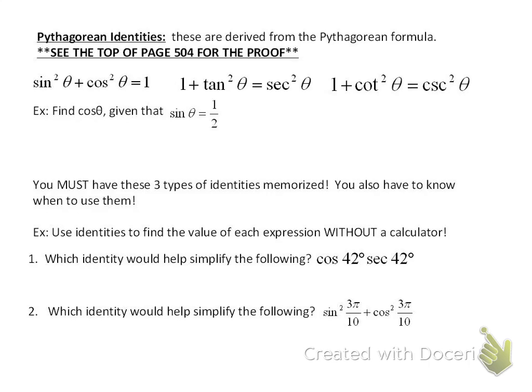So the first one, sine squared theta plus cosine squared theta equals 1, is probably the one you're going to use the most. As far as 1 plus tangent squared theta equals secant squared theta, a lot of the time, instead of using it in that form, we're going to be using it in the form secant squared theta minus tangent squared theta equals 1. Same thing for the last one. 1 plus cotangent squared theta equals cosecant squared theta. Most of the time we're going to work with this in the form cosecant squared theta minus cotangent squared theta equals 1.